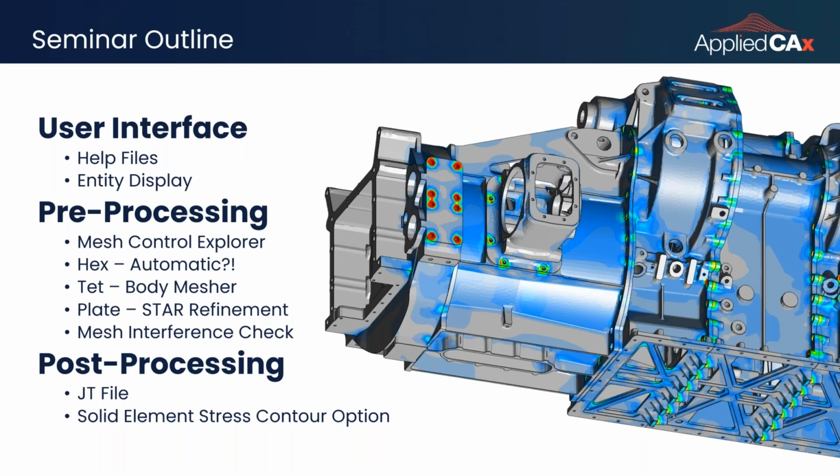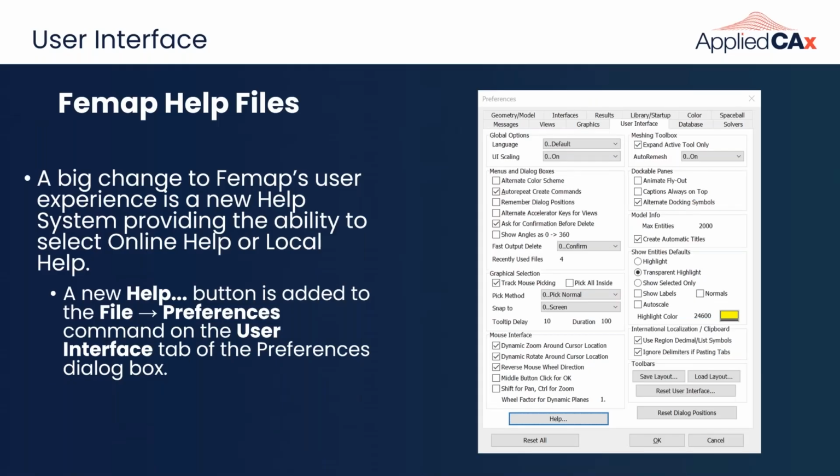Quick overview, we're going to do a bit in the user interface. They've updated the help files and the entity display. A lot of the updates we're going to be talking about today are focused around pre-processing, meshing, all different types of meshing, and the way that the geometry interfaces with each other using the Mesh Control Explorer. And then at the end, we've got a little bit of post-processing with JT files, and also some new contour options that are designed to work with some of the new meshing options. So let's go ahead and dive in, and we'll start with the help files.